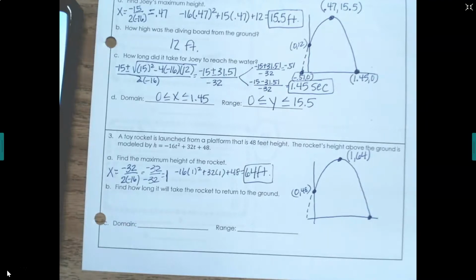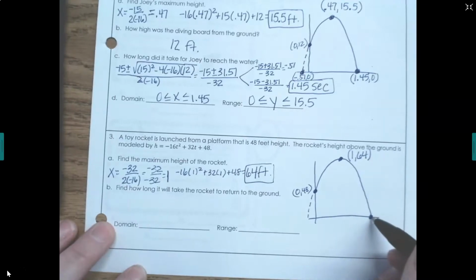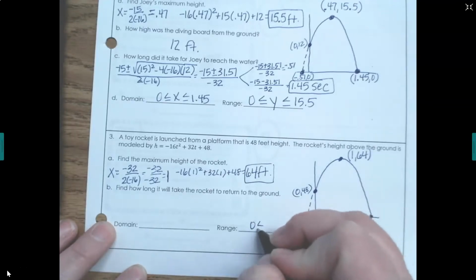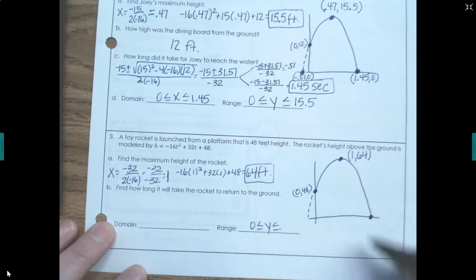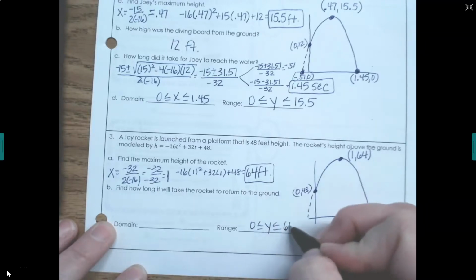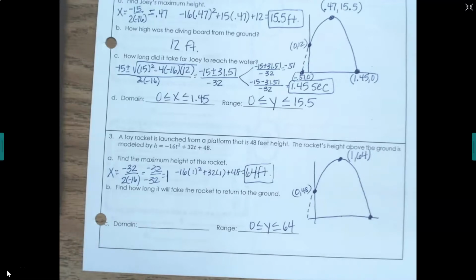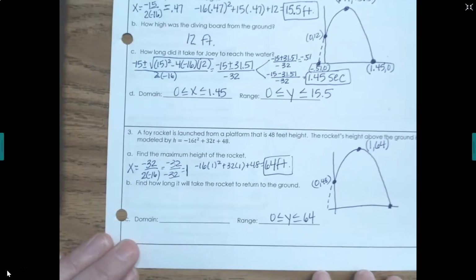Now, how long will it take for the rocket to return to the ground? That means we have to find the intercept. We're going to have to use the quadratic formula. Before we do that, let's go ahead and answer our range question. We have from the ground, and our maximum height was 64 feet, so all the y values are between 0 and 64. And now we'll go ahead and do our quadratic formula.